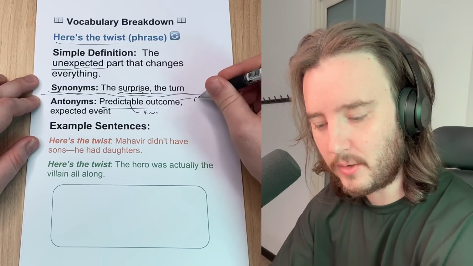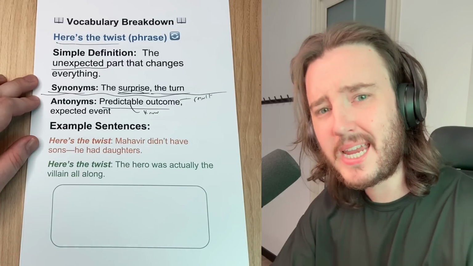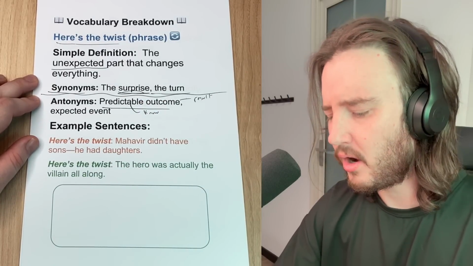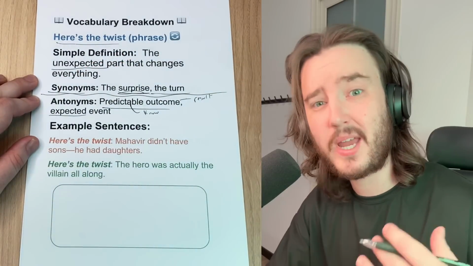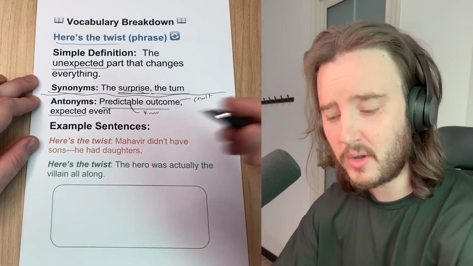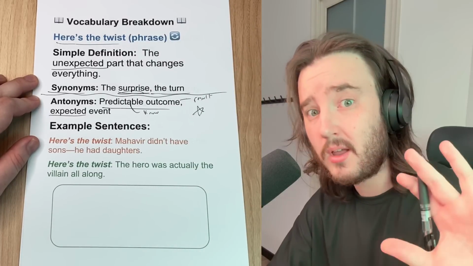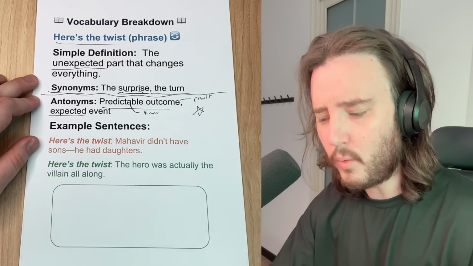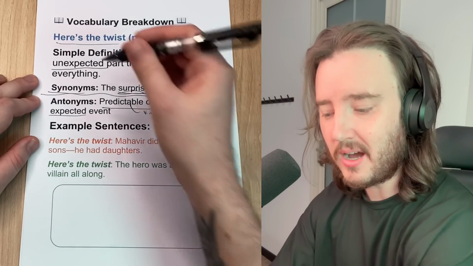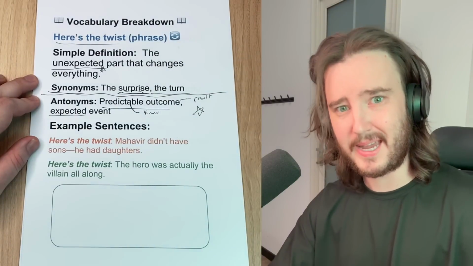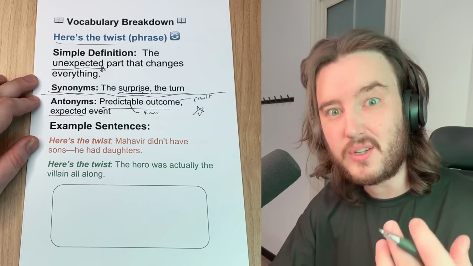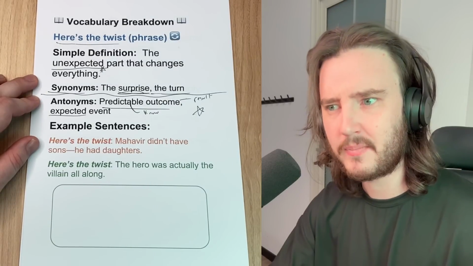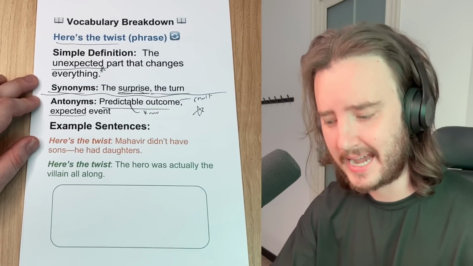An outcome is a result. So if the ending of a movie is predictable, then you knew what was going to happen all along. It was expected. You expected it to happen, okay? So anyway, those are antonyms or opposite ideas, opposite words. But what we're talking about is an unexpected twist, an unexpected development in the story. Development is just a fancy way of saying something happens, something big happens, right?